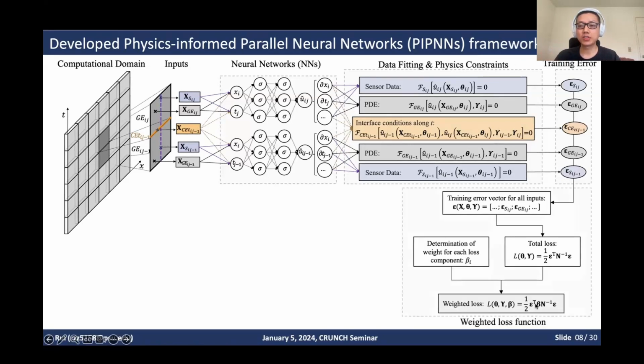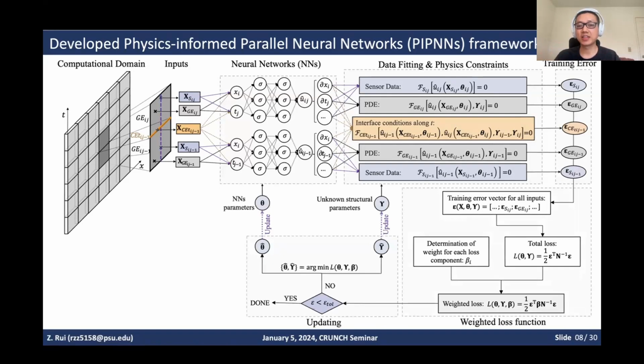The general idea is that right now we can update the parameters theta and gamma by minimizing the weighted loss function. Previously we determined the beta using some hand tuning, but right now we will propose a different way, which is based on the NTK theory, which can be self-weighting. So the general idea is how to determine the weights for each loss component.